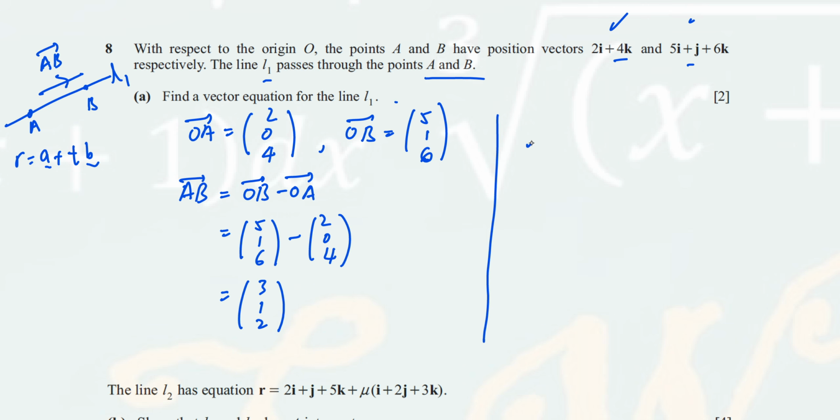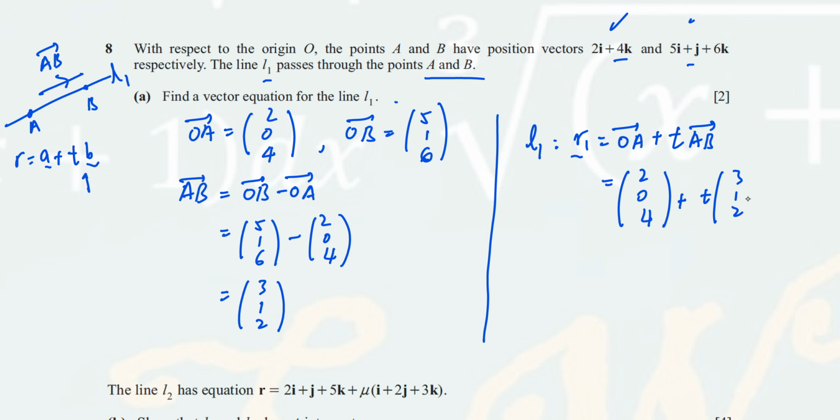So then I will just write my L1 is basically r. Let's say r1 equals OA. You can take OA or OB, up to you. Then t AB. My direction vector here, the b, is actually the AB. So here is going to be (2, 0, 4) plus t (3, 1, 2). So done for the first part.